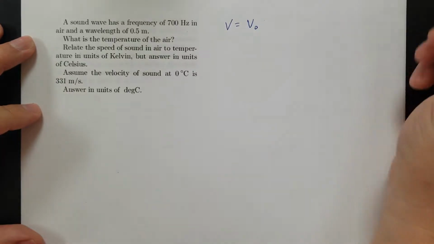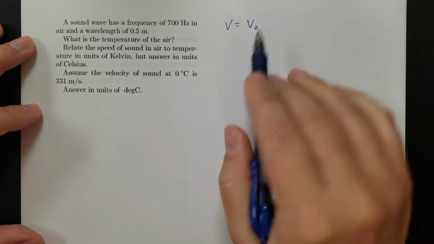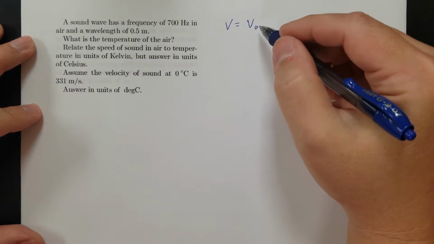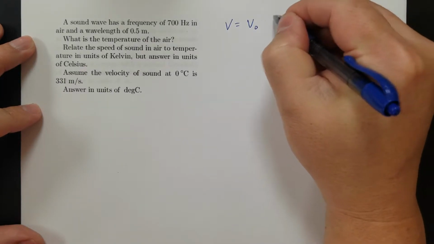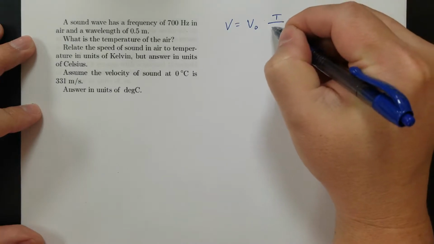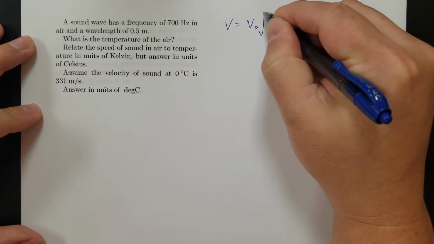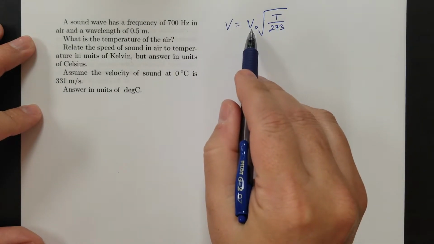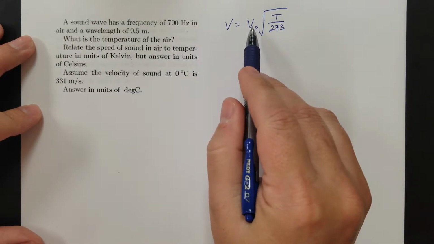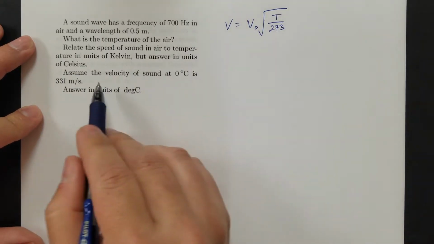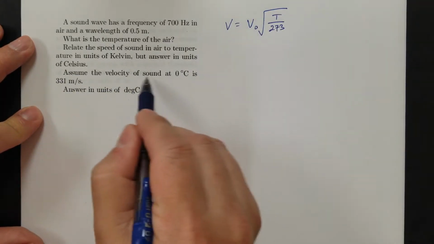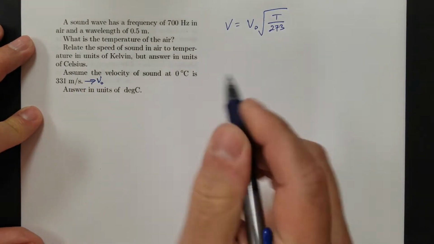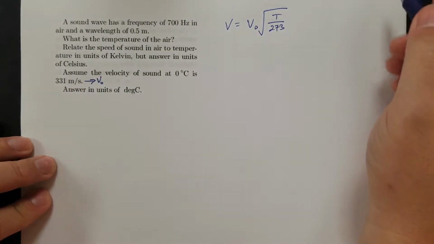is this one. So velocity equals the velocity of the wave at 0 degrees Celsius times the square root of the temperature divided by 273, right? So V naught is the initial velocity, the velocity of sound at 0 degrees, right? So this number right here, in mine it says the velocity of sound at 0 C is 331. That number is my V naught, right?